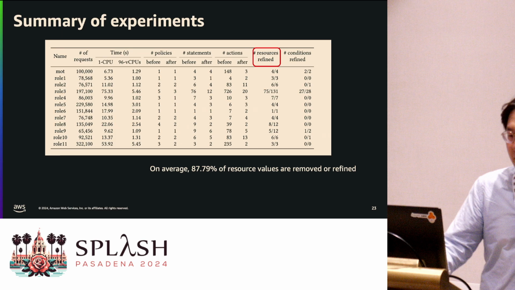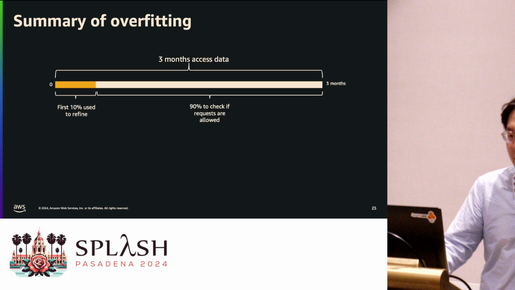To check the overfitting, we split the 3 months of access data into a training set and a test set. We use the training set to refine the policies, and we use the remaining access data to test how much of it is actually allowed by this refined policy. Here we use the first 10% of the access data for refining policies, and 90% of the data to check if the refined policy can allow them.